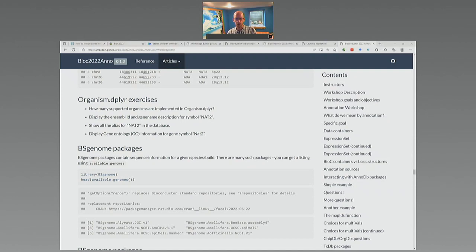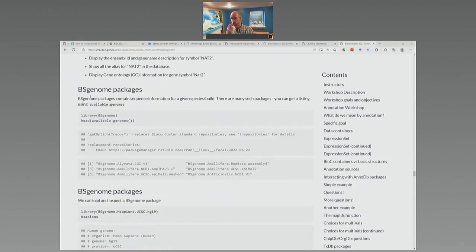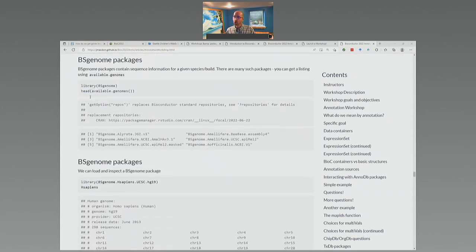How to get protein amino acid ranges. Okay, so Yuri, we're going to get to your question in just a second, because we're going to talk about BSgenome packages. The BSgenome packages are basically just the sequences, and there's a ton of them.